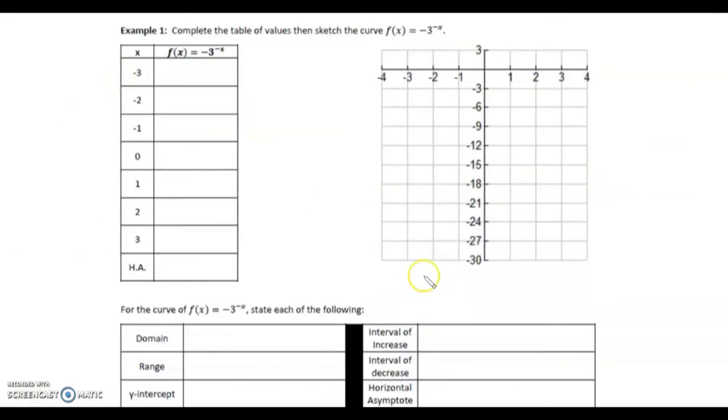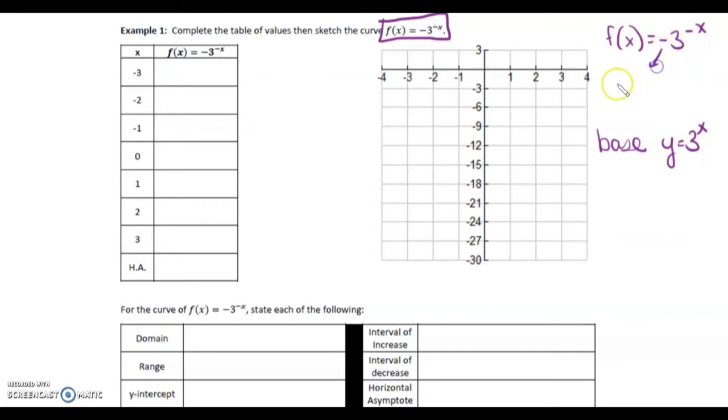Okay, example 1: complete the table of values, and then we're going to sketch the curve f of x equals -3 to the negative x. So if we remember back to transformations of functions, what this means to me is that our base function, our parent function, is this time 3 to the x. Okay, there's going to be a reflection in the x-axis. There's also going to be a reflection in the y-axis.